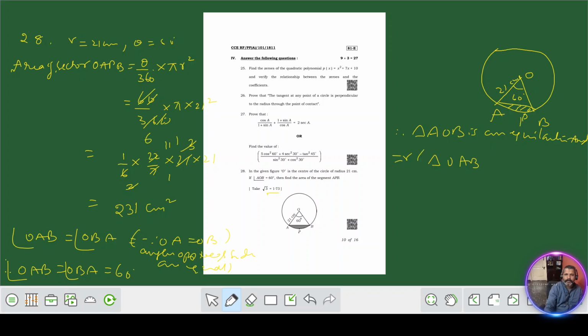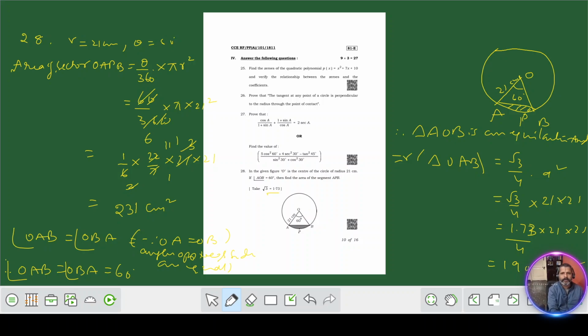OAB, which is an equilateral triangle, is root 3 by 4 into a square, which is side square. Substitute that. Root 3 by 4 into a is 21 square. That is 21 into 21. You take here 1.73 into 21 into 21 by 4. Okay, on simplification, the area of the triangle we get is 190.73 centimeter square. Okay, then we know the area of triangle and we know the area of sector.